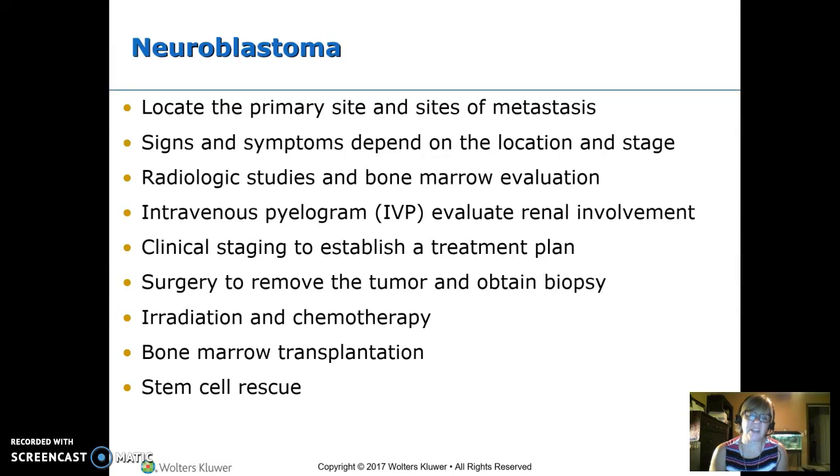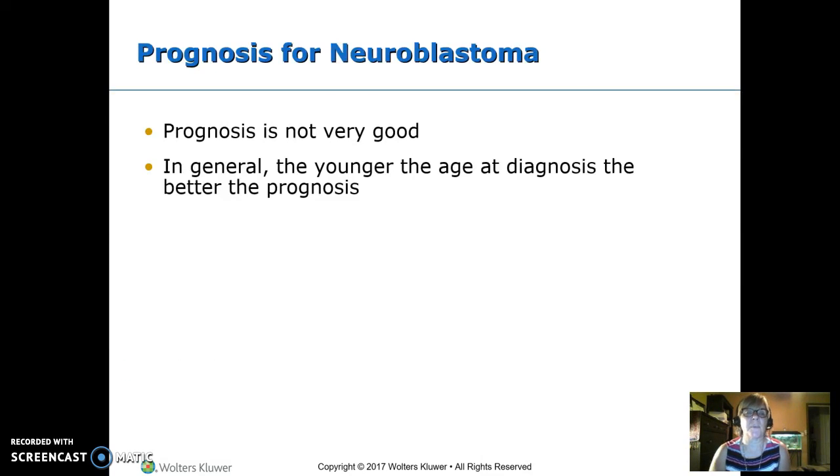They're going to have radiation. They're going to have chemo. We may have to resort to bone marrow transplant and try saving stem cells, some stem cell rescue. With a neuroblastoma, the prognosis is not good. Generally, the younger the diagnosis is made, the better the prognosis, because it means it hasn't metastasized quite as much. But overall, this is not a good cancer.